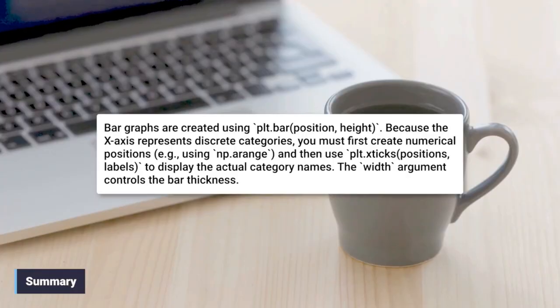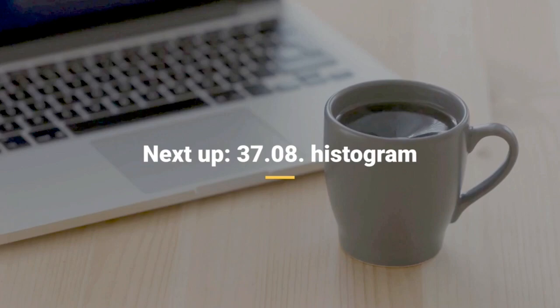To summarize, bar graphs require careful handling of numerical positions and categorical labels. Our next lecture 37.08, Histogram. See you there.